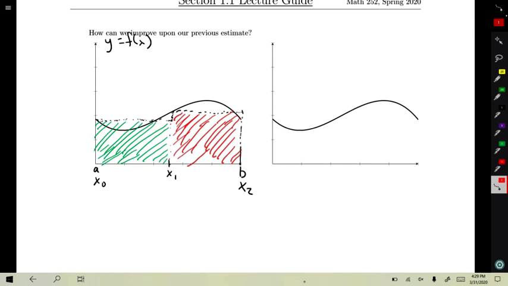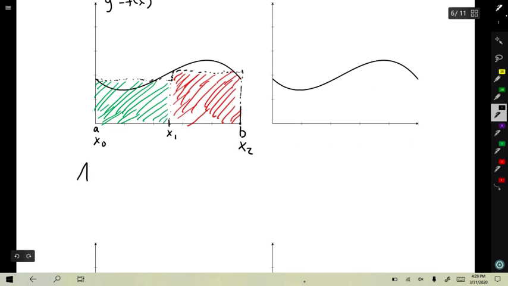So if we want to write down a formula for this approximate area, we would say, well, we've got two rectangles now, so we're going to need to add up the areas of these two rectangles. The area of my green rectangle is going to be base times height. We know that the base has length x1 minus x0, since I've set it up to be this rectangle here. The height of this rectangle I determined by the left endpoint here, and so the height is going to be f of x0.